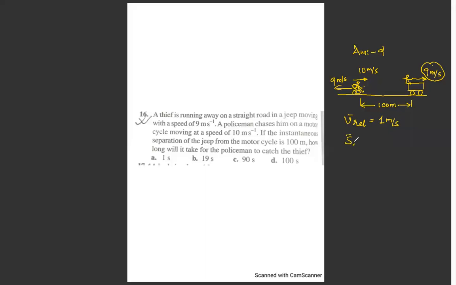What is the relative separation between them? That is 100 meters. So how to find out the time of catching? The time of catching is the relative separation divided by V relative, which is equal to 100 seconds. So the answer is 100 seconds. I did this one because I wanted to remind you how to find out the relative velocity and all.